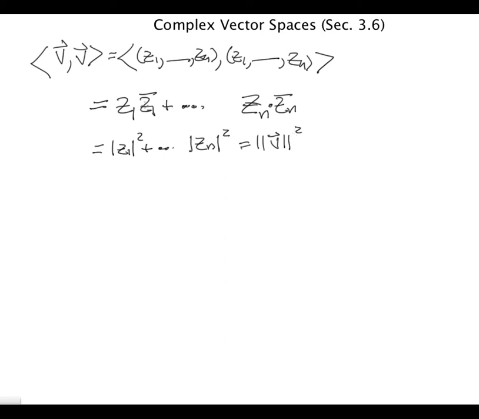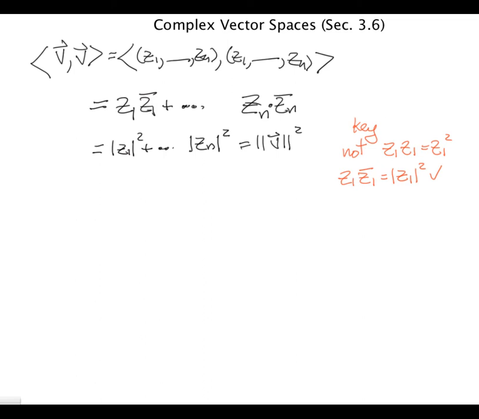So you need the bar on the second term. So you don't just get z squared, but you get absolute value of z squared. All right, that's the key point: you're not getting z1 squared, which is some complex number. You're getting z1 times z1 bar, which is the absolute value of z1 squared, which is what you want.